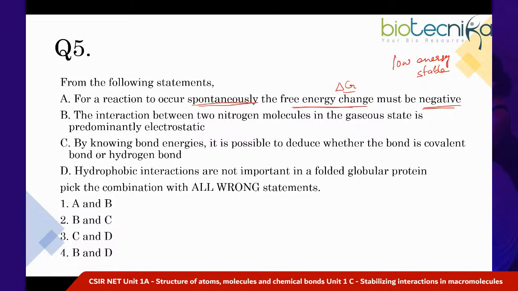Delta G is negative when? When energy is lost or when energy is gained? When will we say it is negative? Let's say it is converting from A to B. Let's consider A to B. Energy will be lost or not? If delta G is negative, yes, it will lose energy. Negative means it is losing energy.